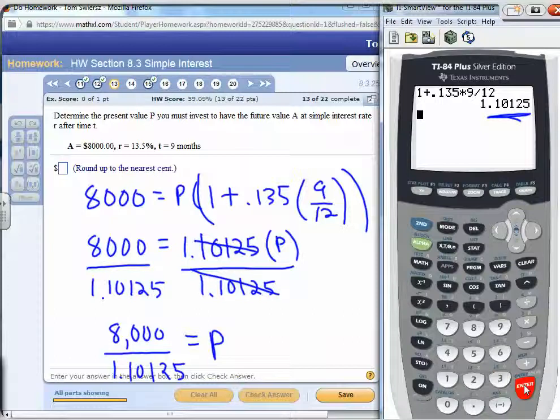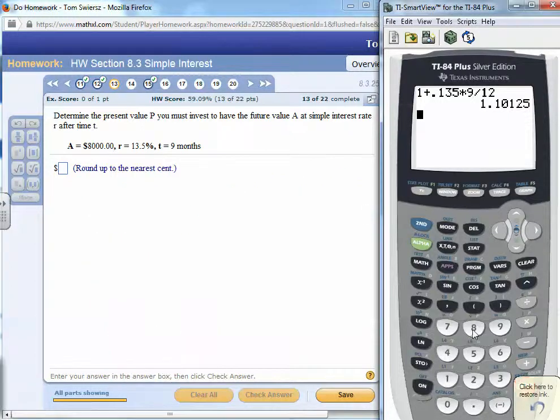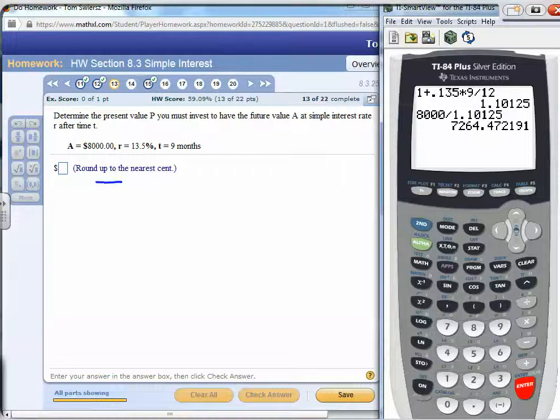So we can do that on our calculator. $8,000 divided by 1.10125. And again, here's where you've got to be careful. Round up. It's very easy to make a careless mistake. Notice the word round up. So we get 7,264.472 to the nearest cent, hundredths.